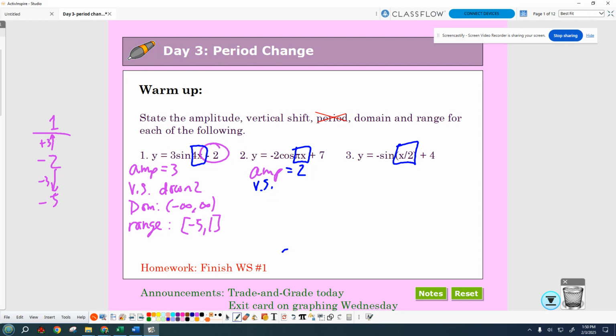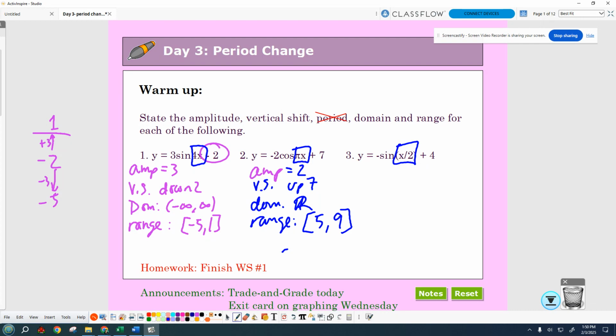West, vertical shift of this one, up or down? Adele, what's the domain? Raul, what's the range? It's 5 to... From 7 go down to, from 7 go up to, yes.